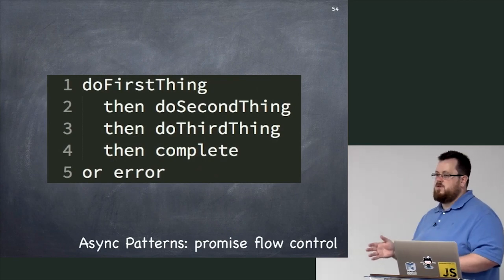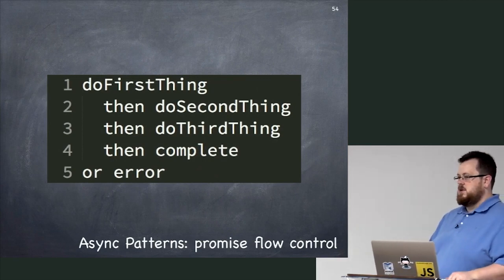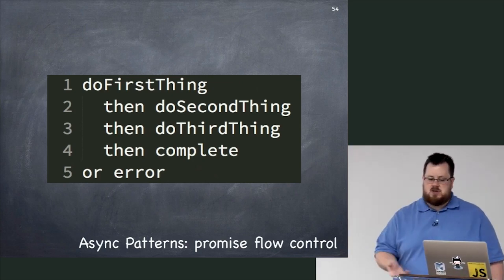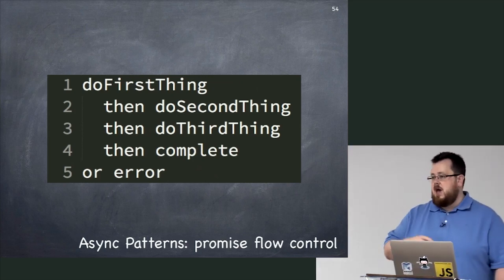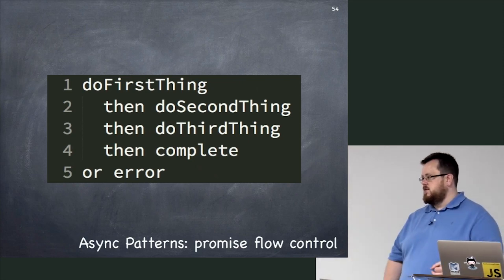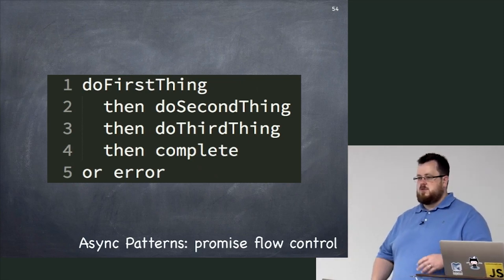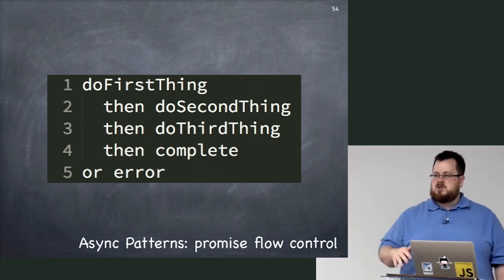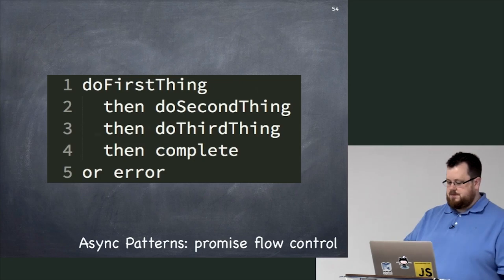So back to our friendly, fun pseudocode. I'd like to be able to do the first thing, and then when it's finished, do the second thing, and when it's finished, do the third thing, and when it's finished, complete. And by the way, if there's any error anywhere along that chain, I'd like to fail out to an error. That's the most basic sense, sequential flow control. How do promises allow us to manage sequential flow control?